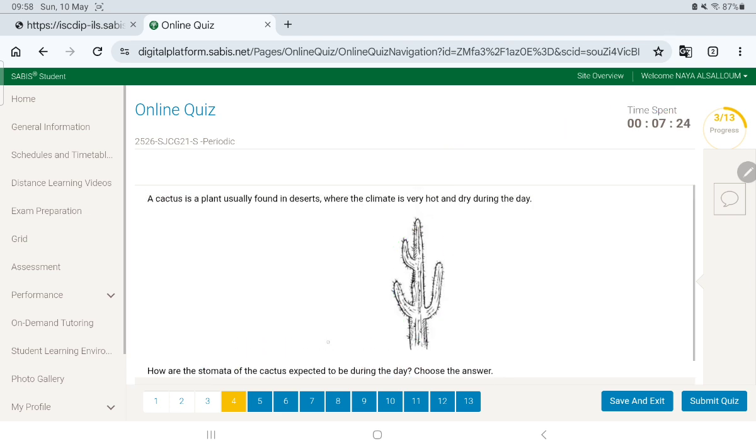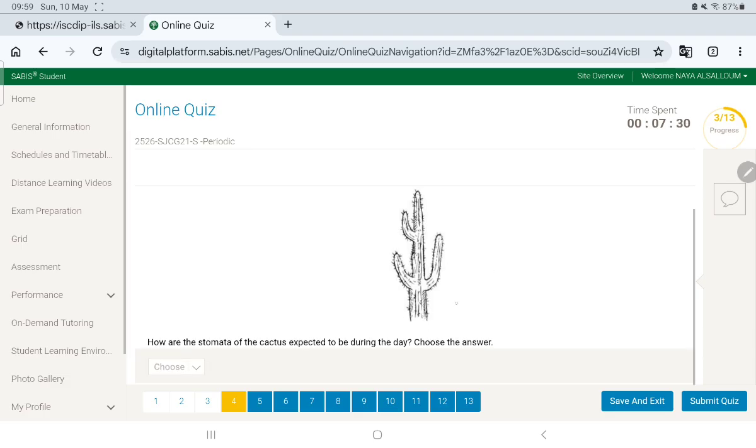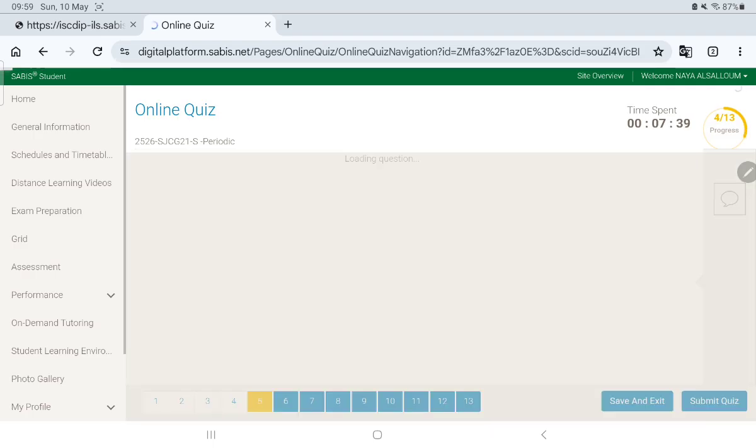So once again, since it's very hot during the day, the stomata of the cactus can't let out the water. The cactus will die eventually. So in the day, the stomata will have to be closed so that the cactus doesn't quickly lose water.